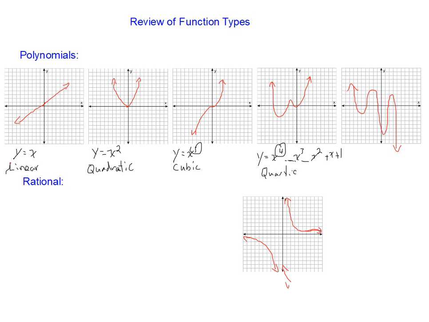I'll just use VA for vertical asymptote just to simplify that a little bit. And we also have a horizontal asymptote over here. And again, I'll just use HA for now. So that's what that would be.